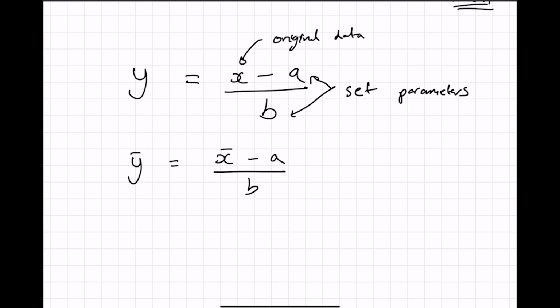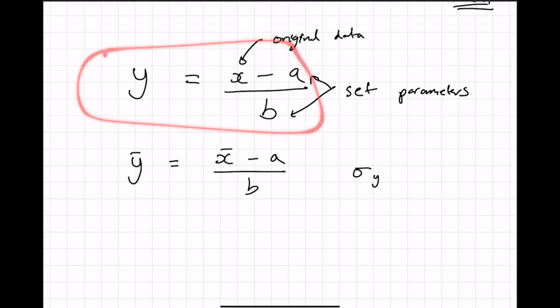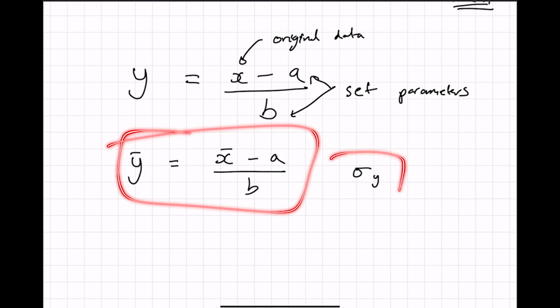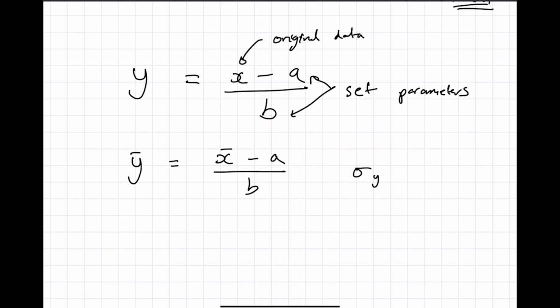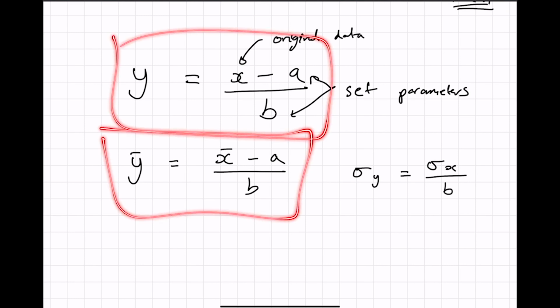And you can also find the standard deviation of the coded data. The standard deviation of y, the same way as we have the mean of y here, is just equal to the standard deviation of the original data over b. So if you know what this is, times it by b, and that gives you the standard deviation of your original data. So these are your equations. I just remember this one, and this one.